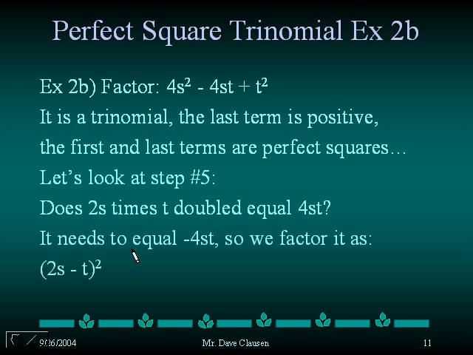So therefore, it'll factor as the square root of the first term, the square root of the last term, and the sign of the middle term. So 4s squared minus 4st plus t squared factors as 2s minus t quantity squared, and that is my final factor and prime factorization of my trinomial.